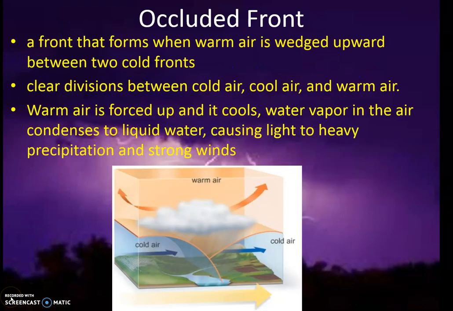Finally, we have an occluded front. This front occurs, it's very interesting, it's actually three air masses, when warm air is wedged upwards between two cold fronts. There's still a clear division between the cold air, the cooler air, and the warm air. So the warm air is forced upwards while these two cold air masses meet down below. As that warm air is forced upward, it cools, and that water vapor in the air condenses, and we again get light to heavy precipitation and strong winds.